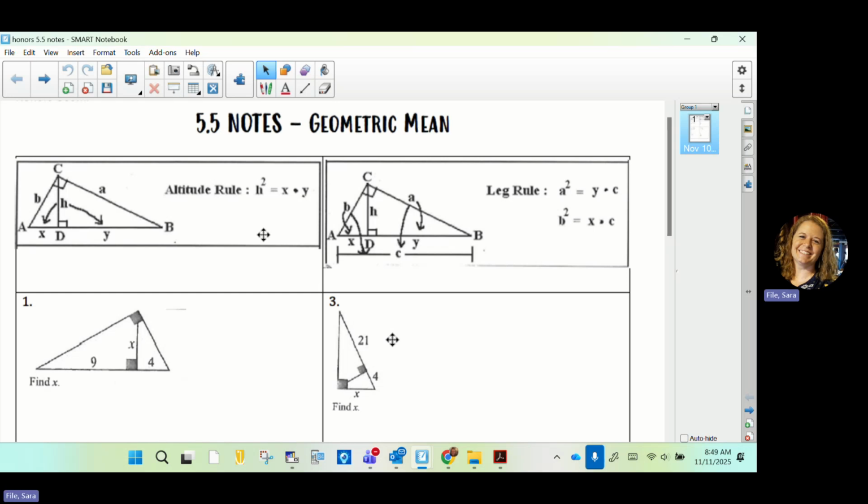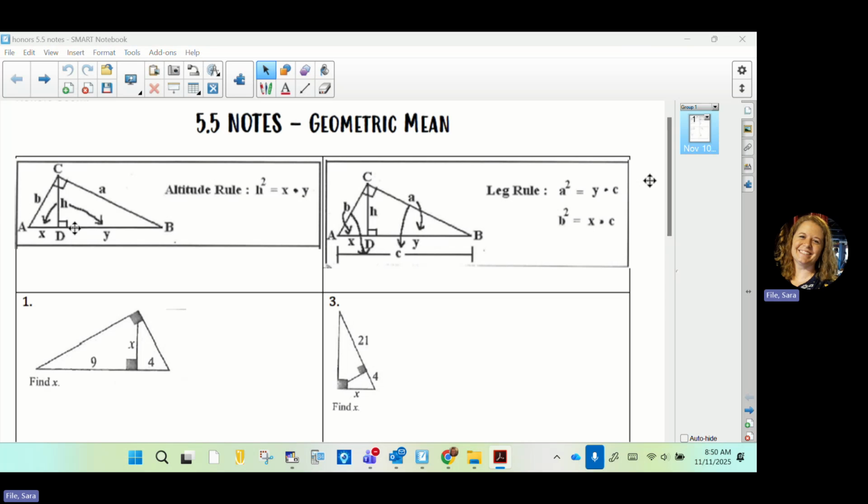Okay, so geometric mean uses the altitude of our triangle. If you have an altitude, there's two rules that we're going to look at. When you have an altitude of your triangle drawn here, you may notice these are all right triangles. When you draw the altitude from the right angle, C is the right angle of triangle ABC, so when I draw the altitude from vertex C to the hypotenuse, I create another right angle. That's what an altitude does. It connects the vertex to the opposite side at a 90-degree angle.